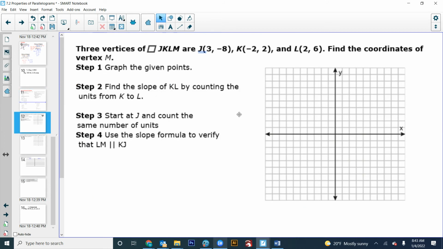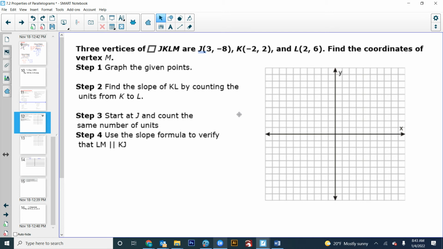All right, so yesterday was a lot of problems that had to do with the properties themselves algebraically. Like we'd set up an equation, solve it, not too bad, right? Today is more of the graphing end of it. We're still going to use the properties, but we're going to graph it. We've got some steps to walk us through it.